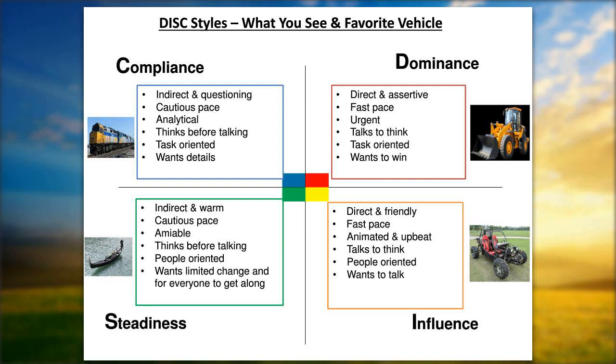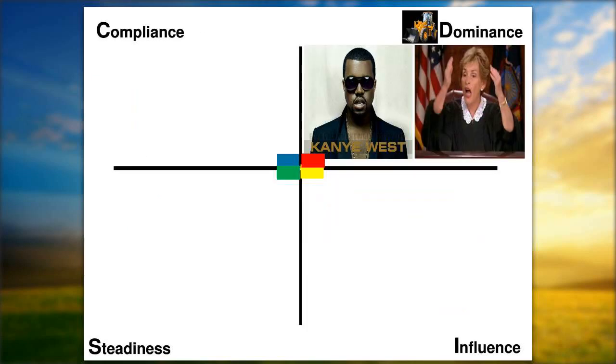And like the high steadiness, thinks before they talk, which is different from what you get from the bulldozer and all-terrain, the dominance and influence. They talk to think. So we have some differences. The high compliance is task-oriented. You see some similarities with the high dominance. But those are some quick overviews of the four styles.